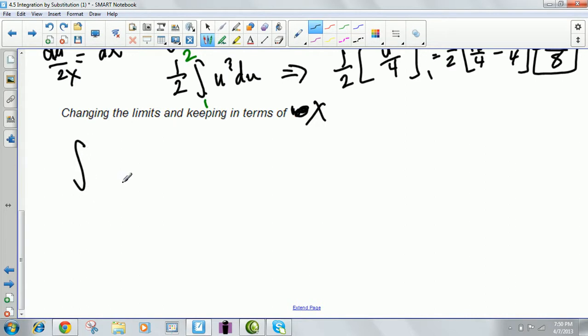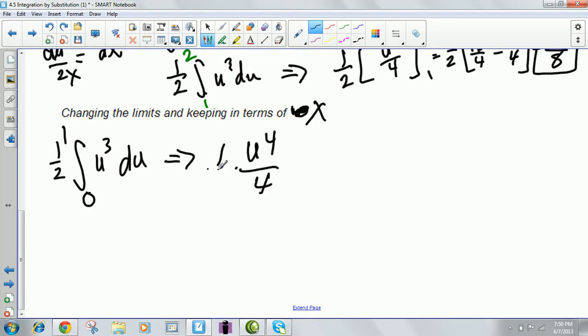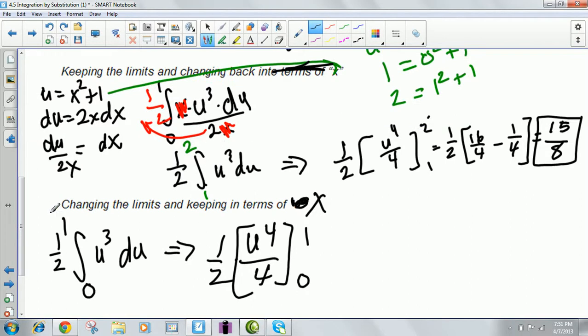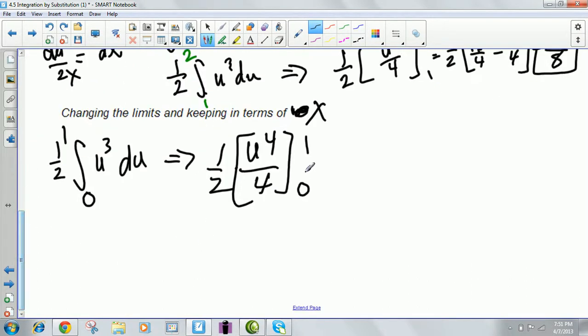So when you get to this point here, where you have u to the third, you'd have 1/2. Everything is the same up to this point. Now our limits were 0 and 1, so we're going to go ahead and integrate this. This is u to the fourth over 4 times 1/2, and this has limits of 0 to 1. Now, in order to use these limits, we change them back. These were in terms of u because we plugged it in up here. But if we want to use these limits, all we need to do is plug x squared plus 1 back in for u.